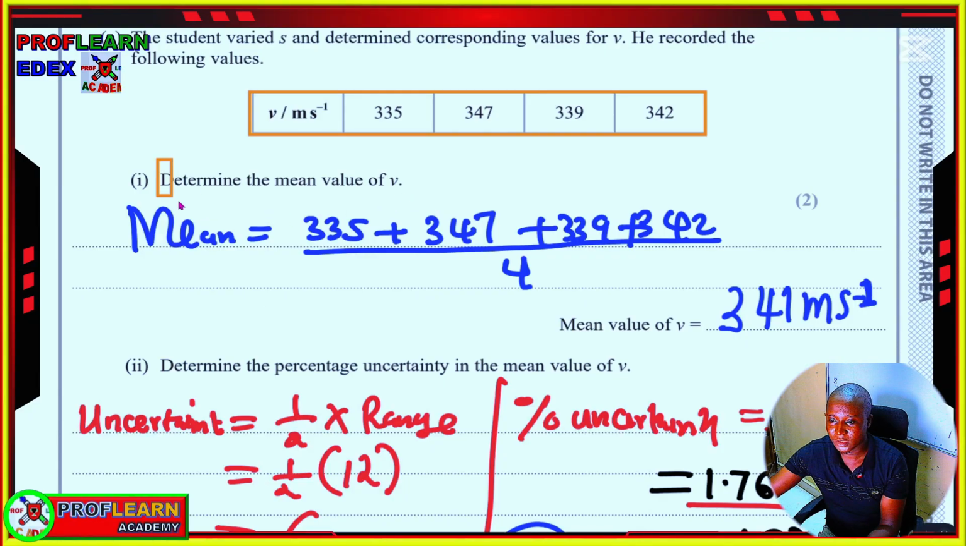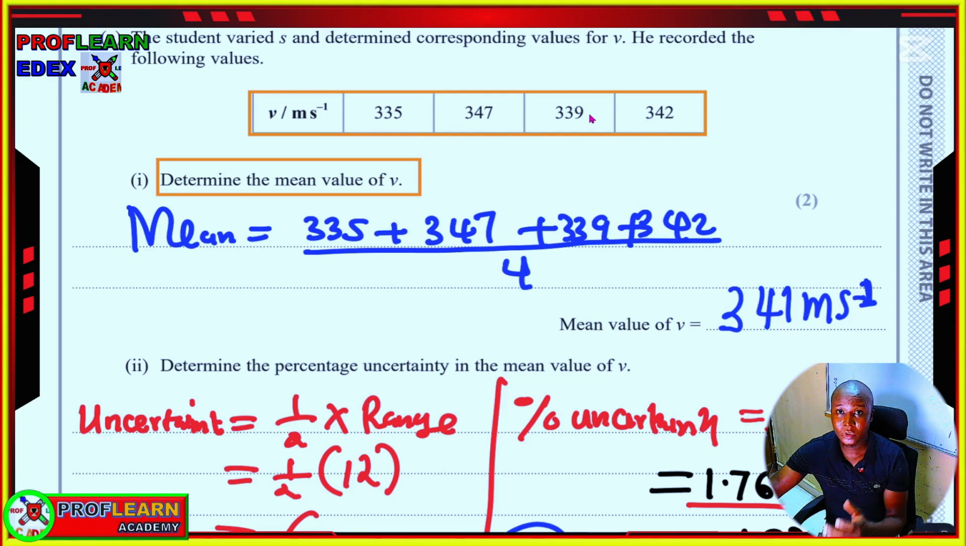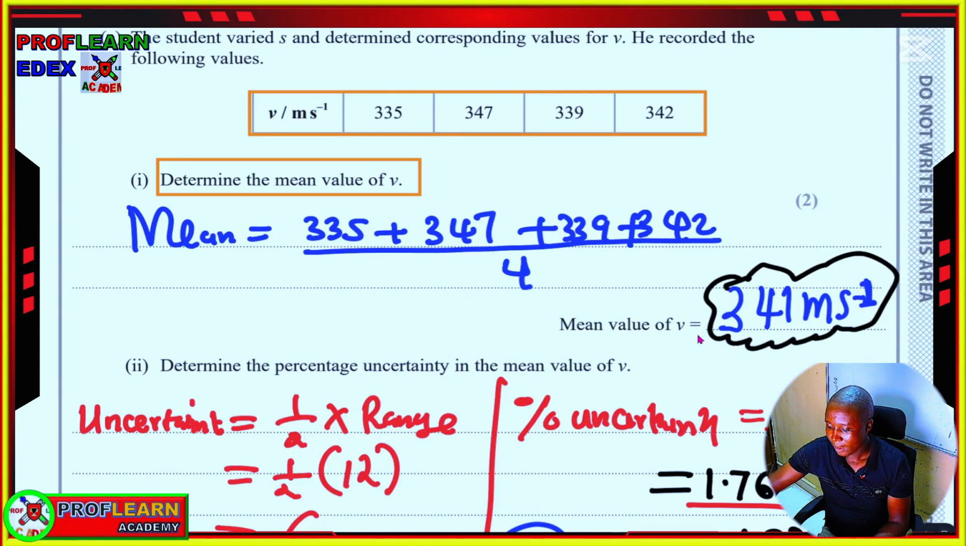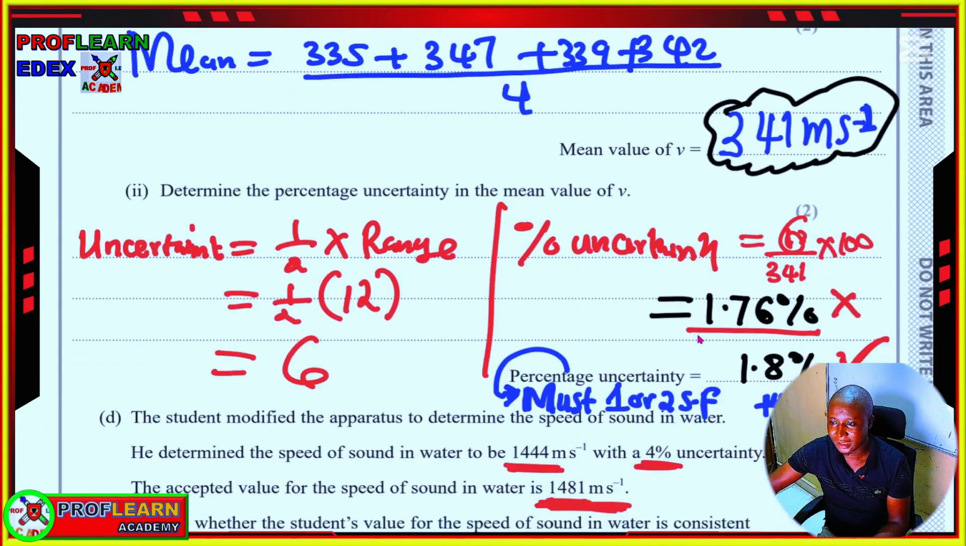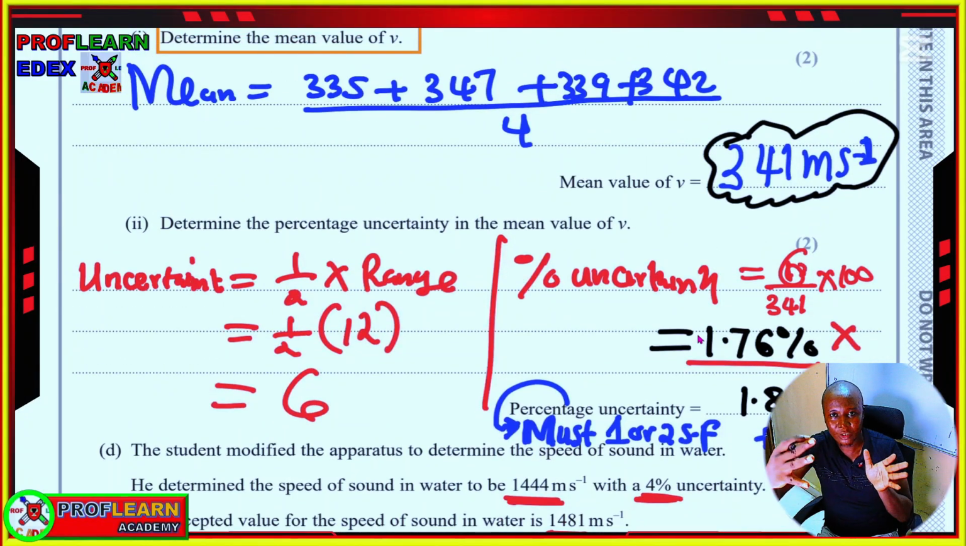So the first question they have asked here is to find the mean, and the mean is the sum of all the values divided by the number of data that you're having, which is going to be 4. If there is no anomalous point, remember sometimes you'll find a value that is very strange, you'll ignore it. But in this case, there's no anomalous point. We'll add all the 4 speeds and then divide by 4, and that translates to 341.